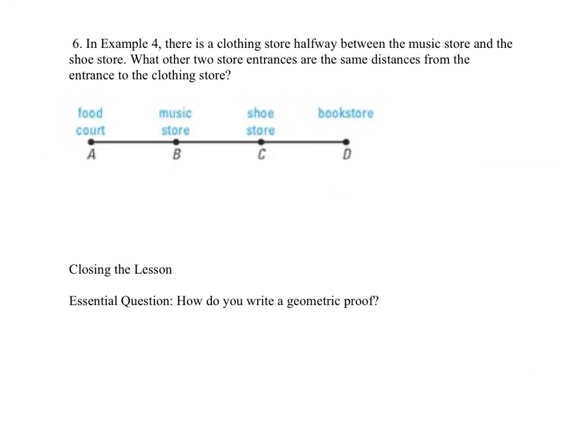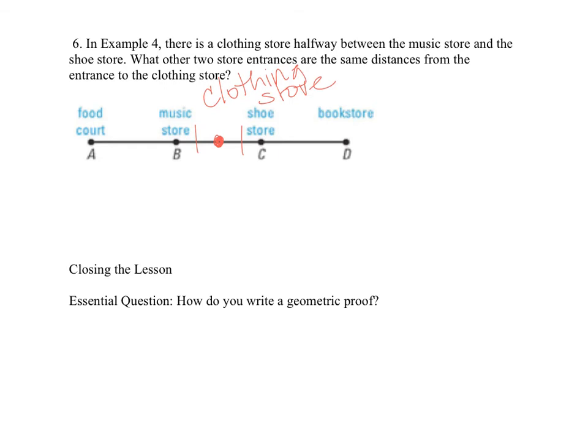In example 4, there is a clothing store halfway between the music store and the shoe store. So let's indicate that on our diagram. This is the same diagram from the prior page. So now we have a clothing store, and I know it is halfway between the music store and the shoe store. What other two store entrances are the same distance from the entrance to the clothing store?